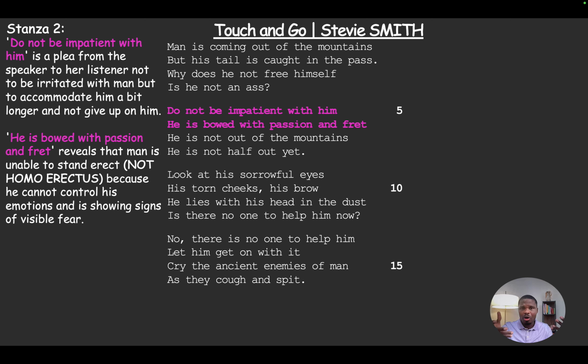Don't give up on him. That's what it means by do not be impatient with him. Don't give up on him. Accommodate him a bit more.